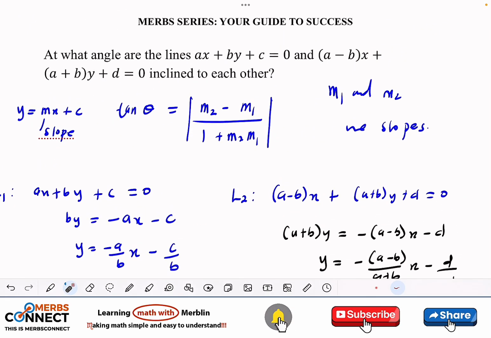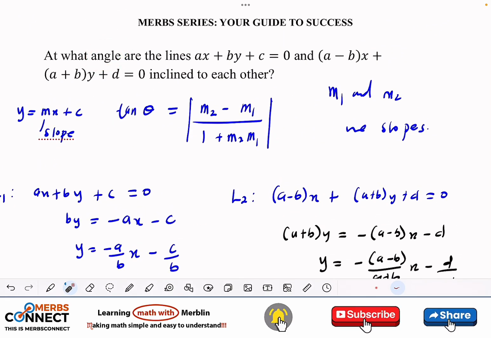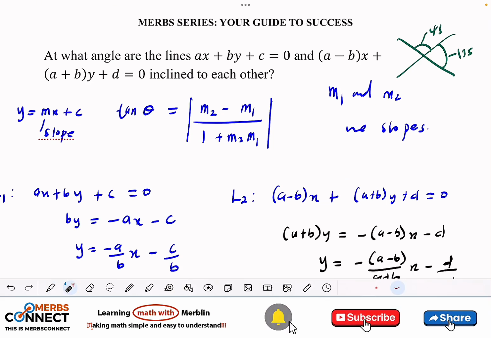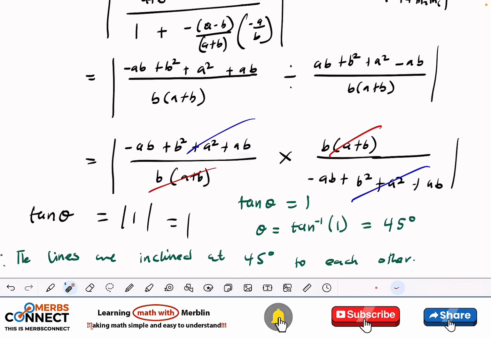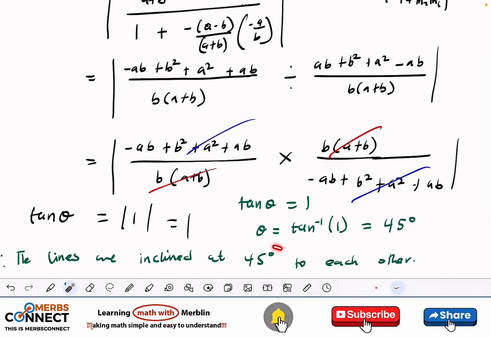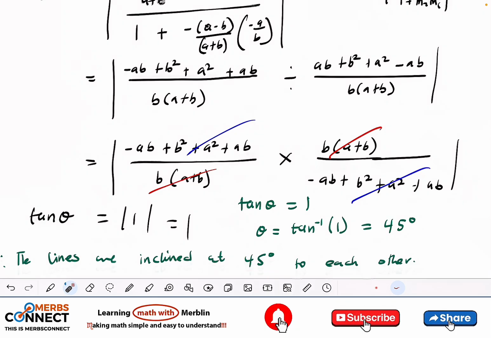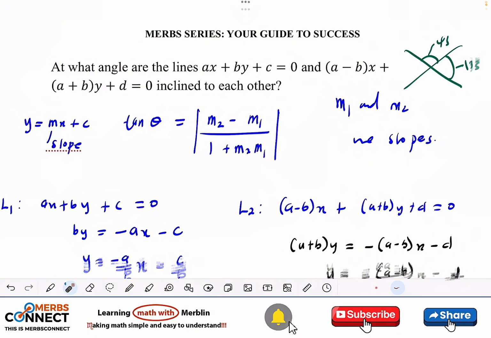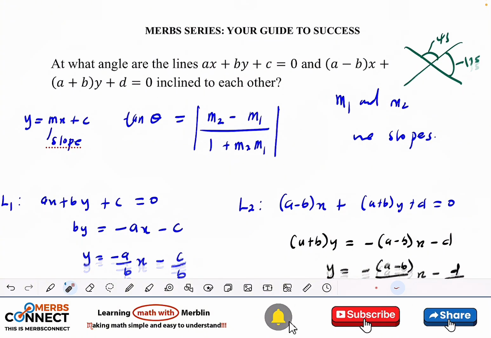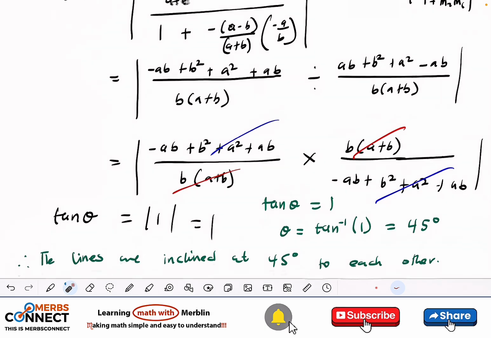This question asks us for just the angle, right? So we can get to the other angle because anytime you have two lines like this, you have one angle here, you have another angle here. So if this one is 45, then automatically this is going to be 135. But since we just need one angle, at what angle? So the 45 is okay. So here, the lines are inclined at 45 degrees to each other, right? So, formulas, right? How to get the formulas and then how to start them are very, very important, right? So this is for this question, right?